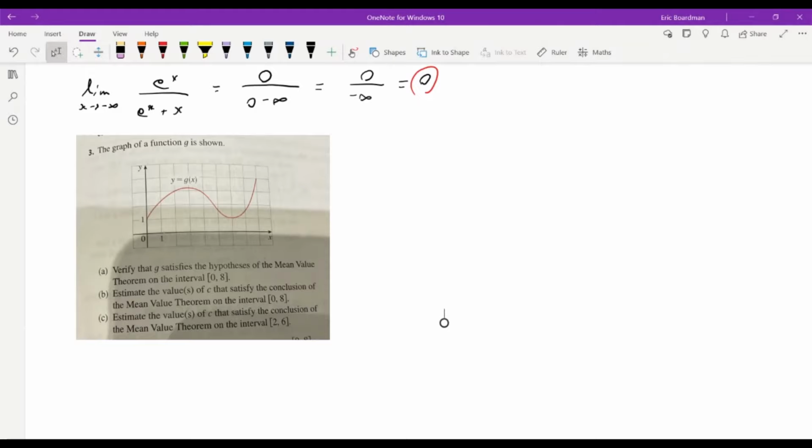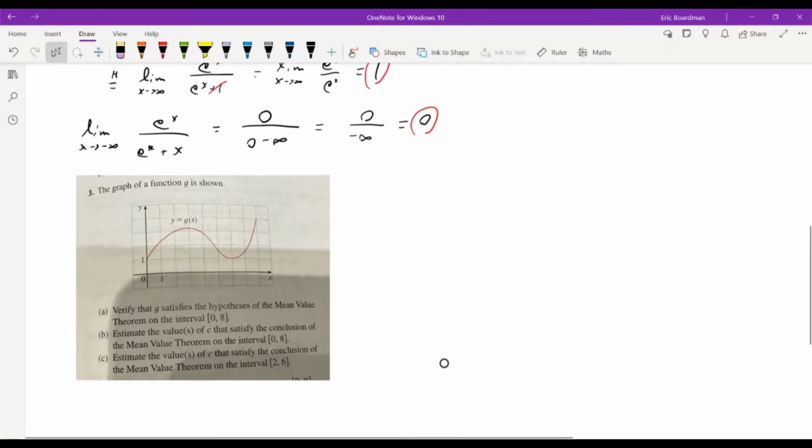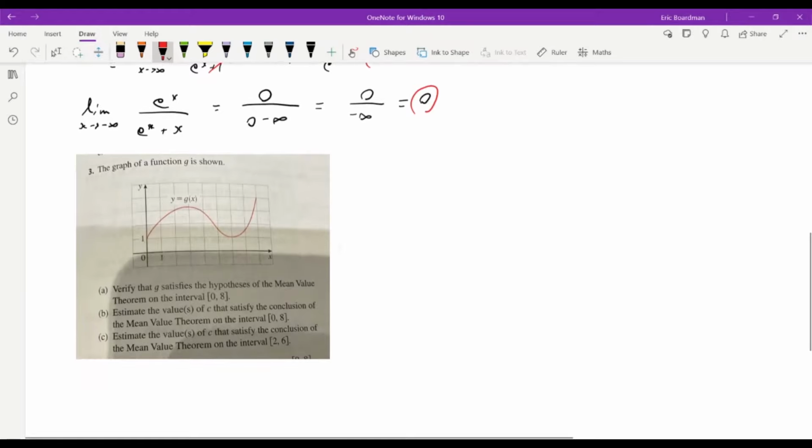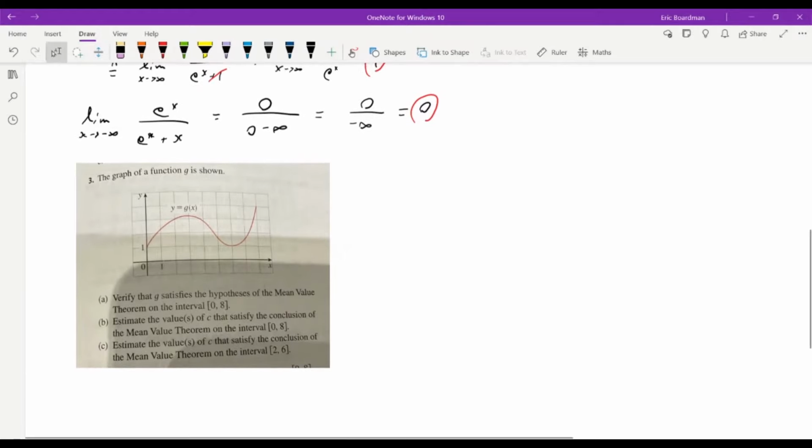So the mean value theorem only works when the function over the interval is continuous and differentiable. And you can just prove this by looking at it. You can see that there's no cusps, there's no asymptotes, there's nothing that'll make either the function or the derivative discontinuous. So it's continuous and differentiable on the interval 0 to 8. So therefore, the mean value theorem will also apply.